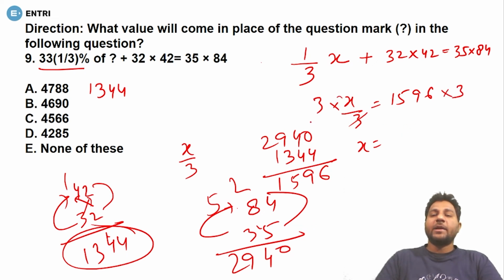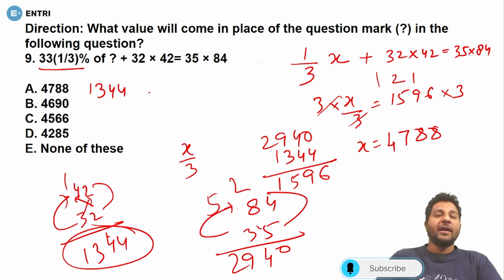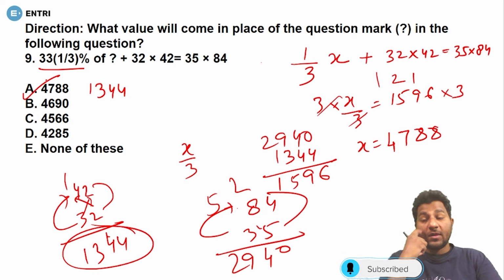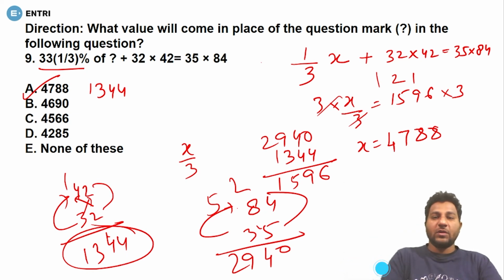Alright. Then we'll be getting the value: 3 6s are 18, 3 9s are 27, 28, 3 5s are 15, 17, 3 1s are 3, 4788. Hence your option A will be the correct one. So you just have to understand the concept.